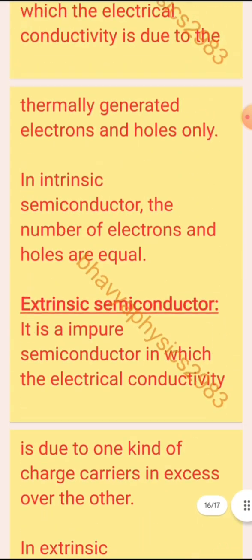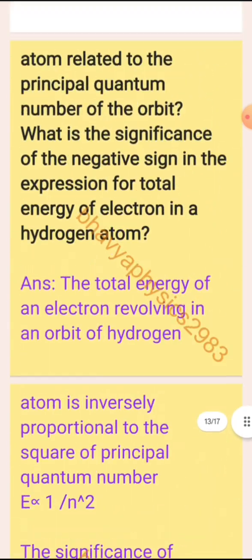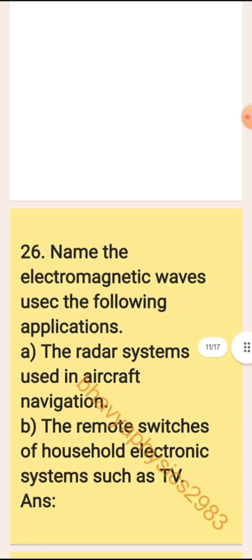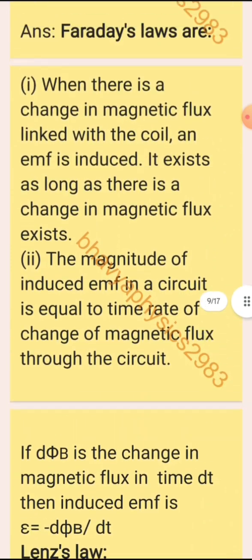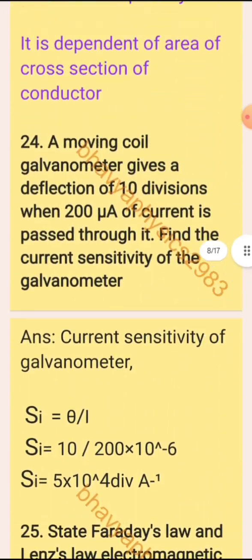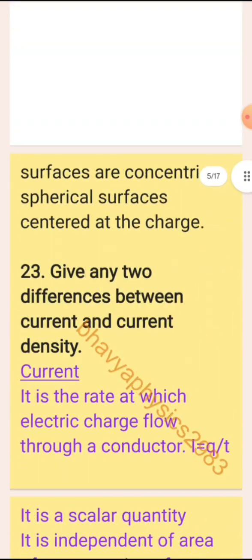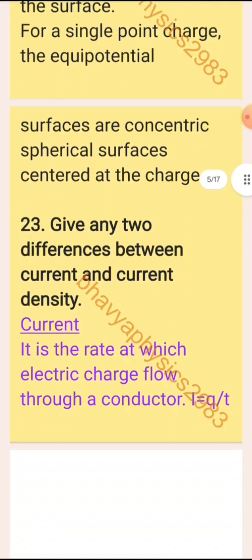These are the important 2 marks questions asked in model question paper 2 of 24-25. Please go through these answers and write them down in your notes. Note down all these answers.